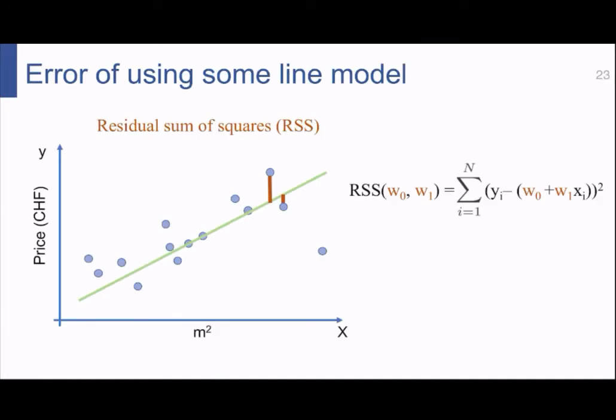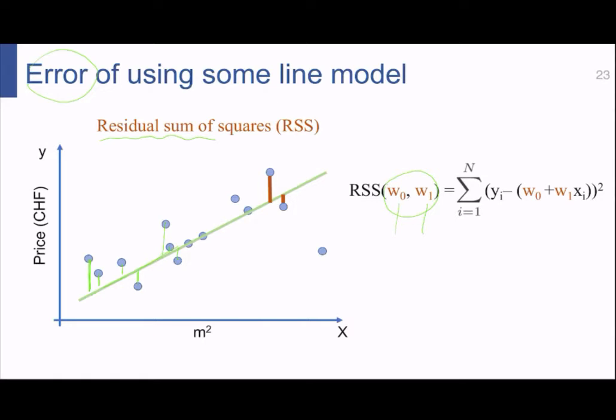Now, assume that you have found this line somehow. How good or bad is your model? This you can estimate by calculating some error function. The error function in this case is the so-called residual sum of squares. Given these two parameters of my model, w1 and w0, the residual sum of squares is how distant every point is from the line that I have calculated. I get this value and I square it, so that I make it positive.